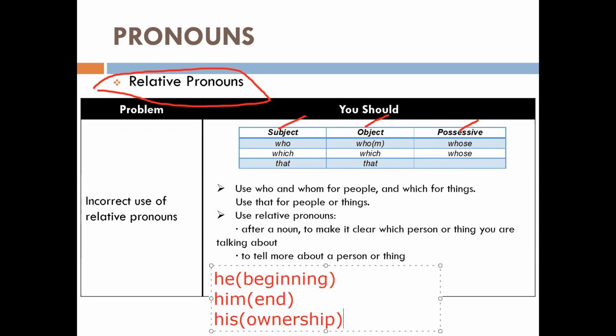So "him" goes at the end. All objective case pronouns come at the end, and all subjective case pronouns come at the front. As for the possessive, regardless of where you put it, whether in front or at the back, the possessive case pertains to ownership.